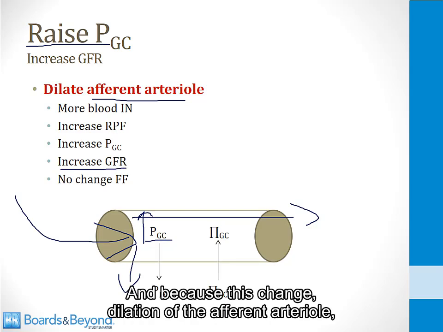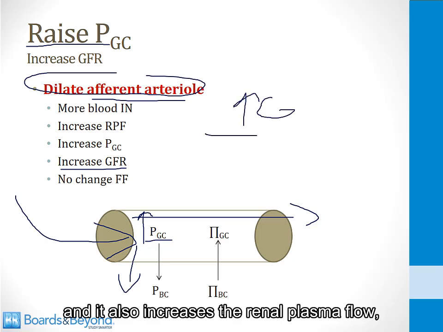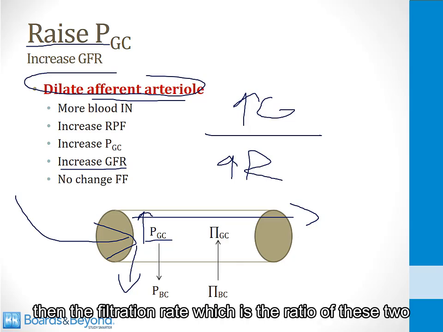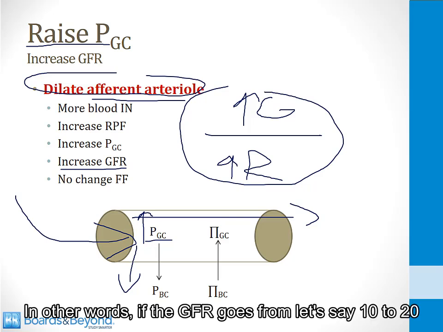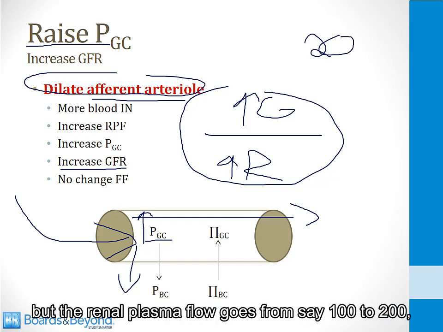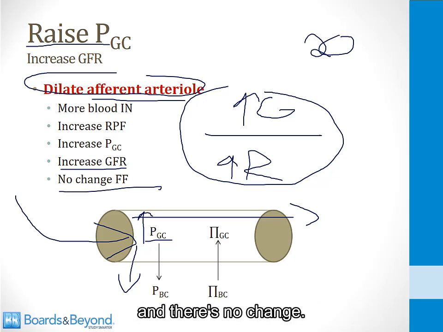And because this change, dilation of the afferent arteriole, increases the GFR and it also increases the renal plasma flow, then the filtration rate, which is the ratio of these two, is not going to change. In other words, if the GFR goes from, let's say, 10 to 20, but the renal plasma flow goes from, say, 100 to 200, we maintain the same ratio of a filtration fraction and there's no change.